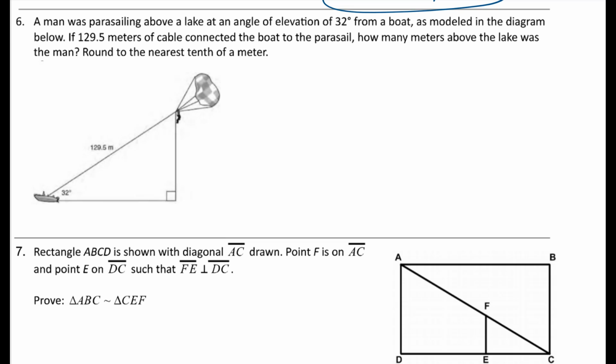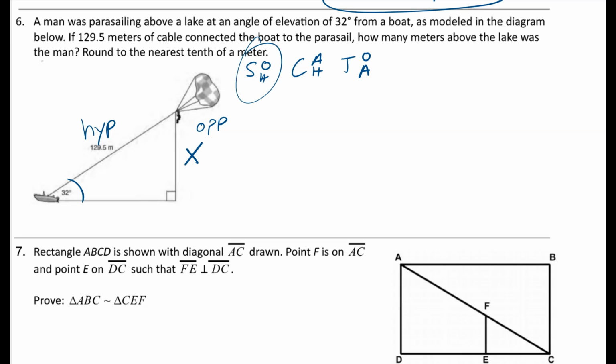Number 6. A man was parasailing above a lake at an angle of elevation of 32 degrees from a boat. If 129.5 meters of cable connected the boat to the parasail, that's that hypotenuse right there, how many meters above the lake was the man? So I'm looking for that side of the triangle right there. Well, if I'm missing a side and I'm given an angle, this is probably a right triangle trig problem. So again, I'm going to write down SOHCAHTOA just to help myself out. And I notice that I have the hypotenuse, and I'm looking for the opposite side from my angle.